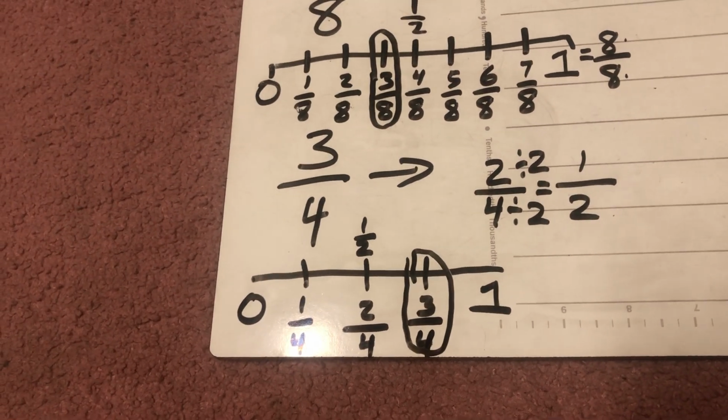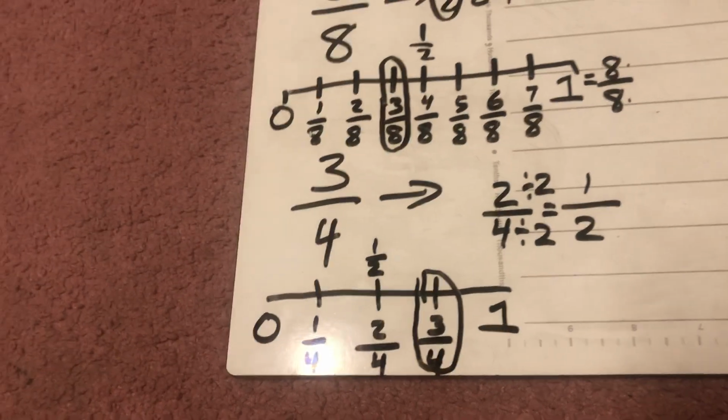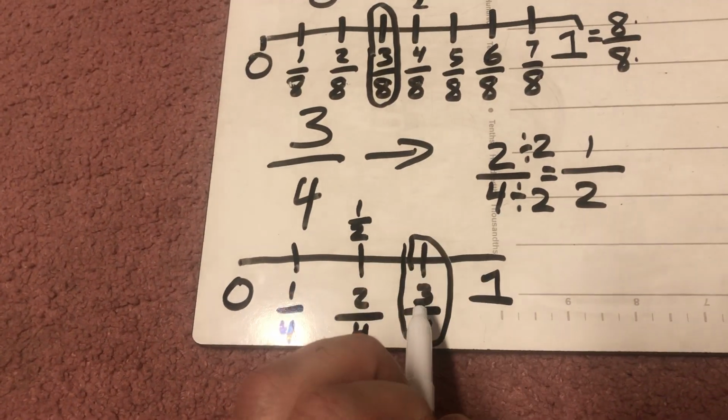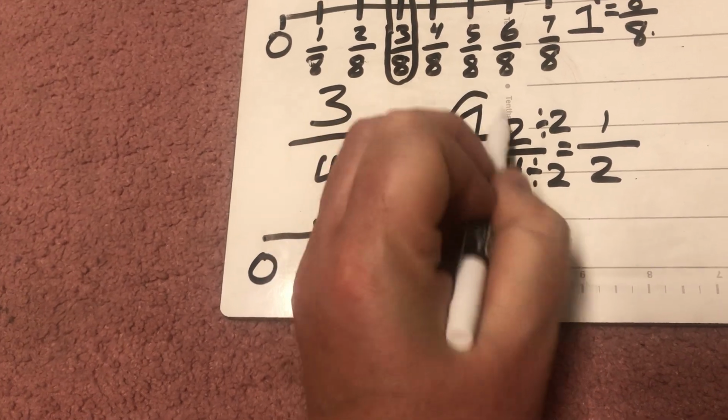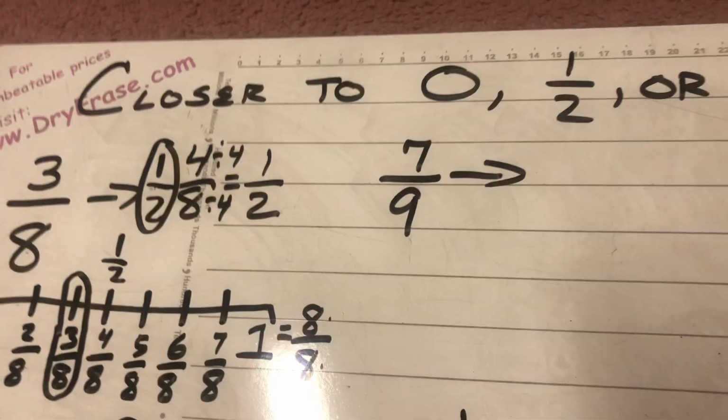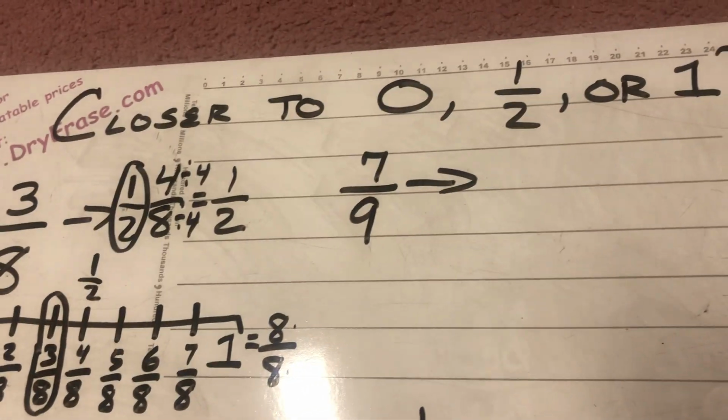Whenever we are right in the middle, we always round up to the higher number. So in this case, I would say that 3/4 is closer to 1. All right, moving right along. The next one is 7/9.